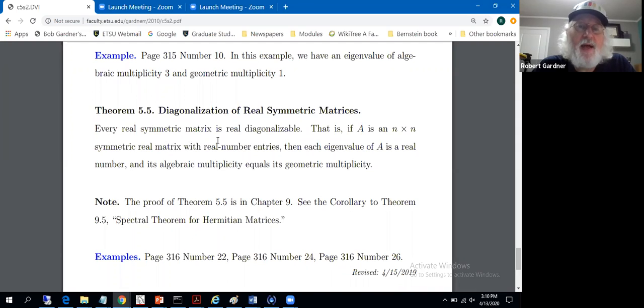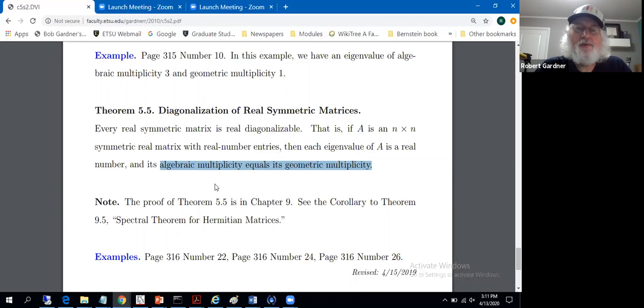It says every real symmetric matrix is real diagonalizable. So if the entries are real and it's a symmetric matrix, then it's diagonalizable. Real diagonalizable means all the eigenvalues will be real, all the eigenvectors will be real. Complex numbers won't even arise if we deal with real symmetric matrices. So, in other words, if A is n by n, of course, it has to be square, symmetric with real number entries, every eigenvalue is real, and its algebraic multiplicity equals its geometric multiplicity.